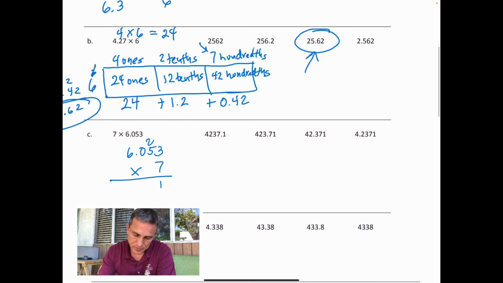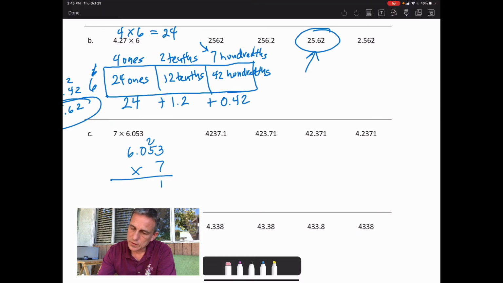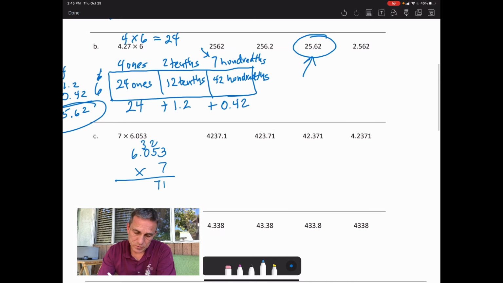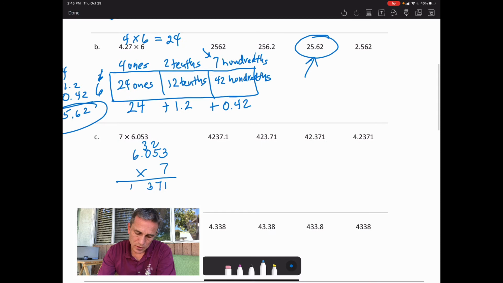That's 37. So I put the 7 down and carry the 3. Then I multiply 7 times 0, and I got 0 plus 3, which is 3. And then I do 7 times 6, which is 42. And I go ahead and put 42 at the end.